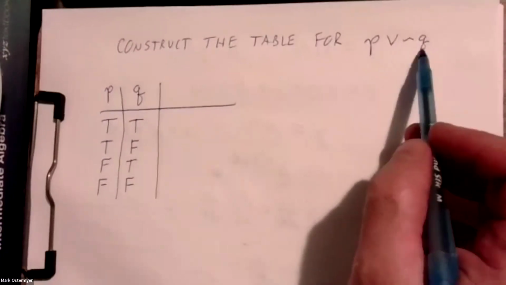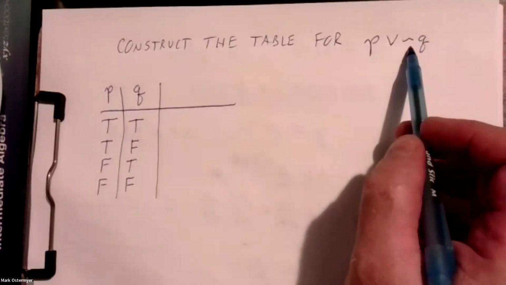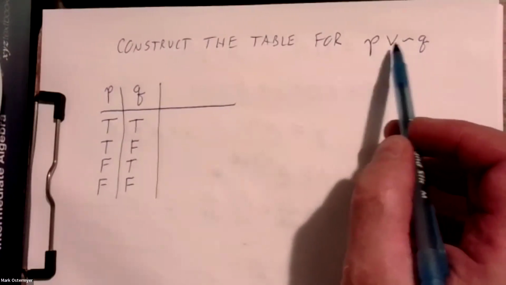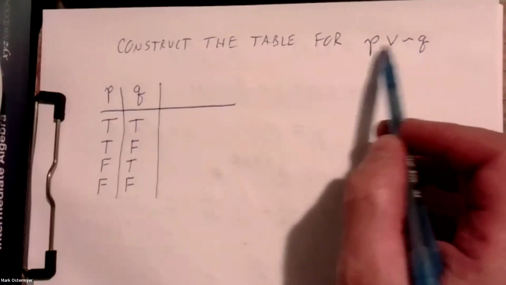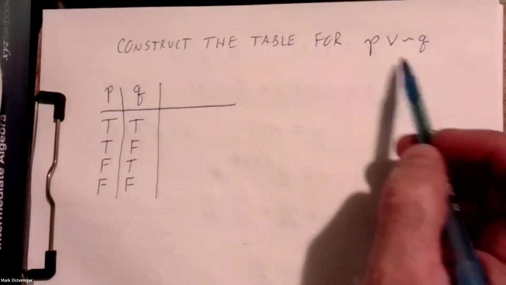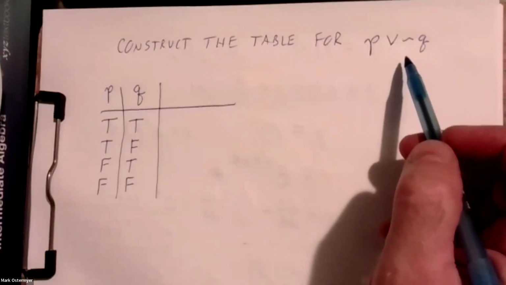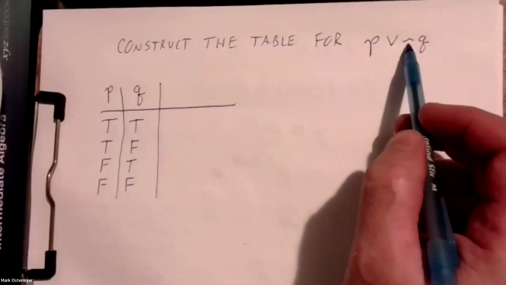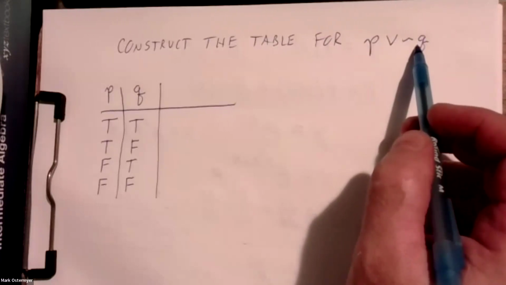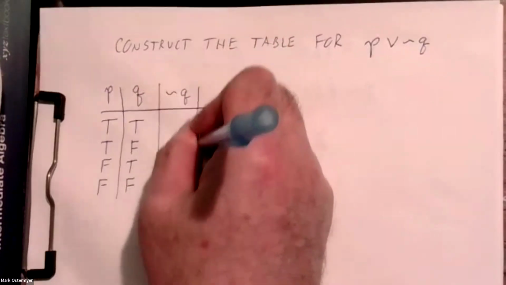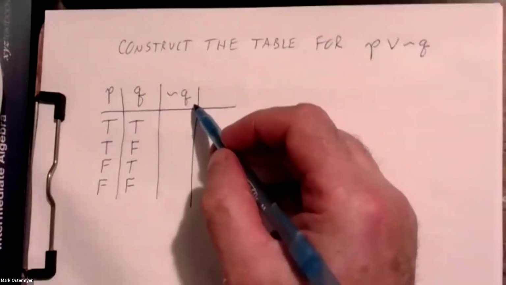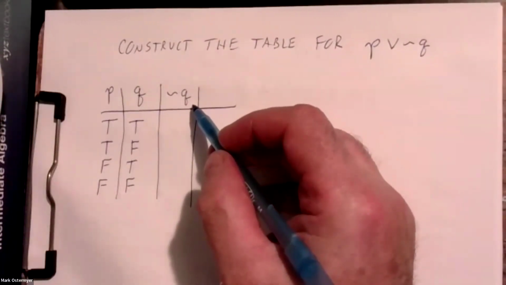Now, I have a question. What would we deal with first here? Would I deal with the negation of Q or the disjunction, the or, of these two statements? What would I do next here? Well, we're not really ready for the disjunction yet until we do the negation first. So that's going to be my next column. The negation of Q is just the negation of the previous column's truth values.